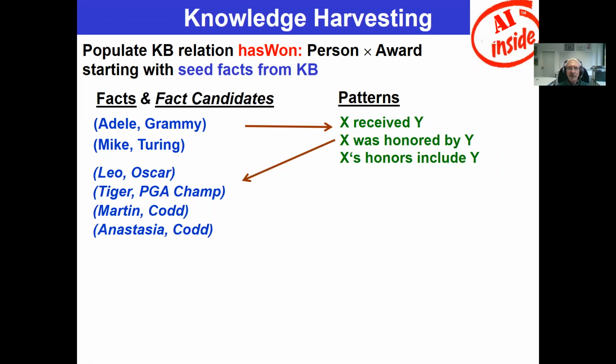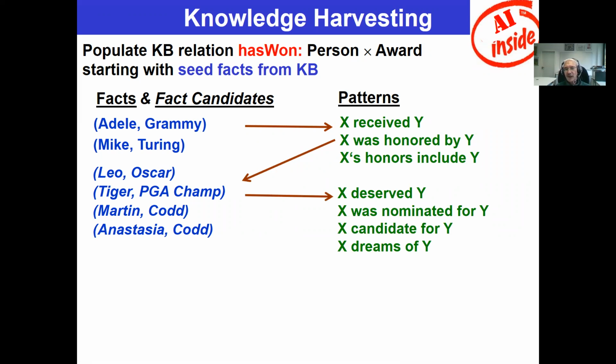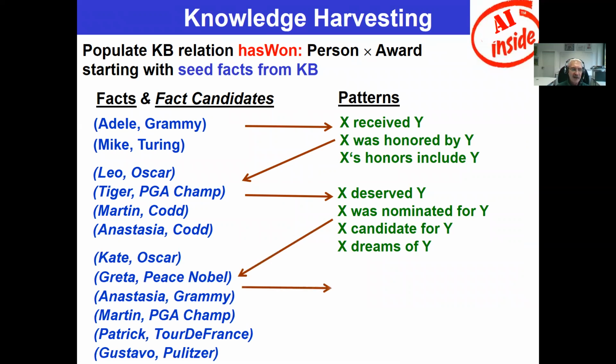Next, we can search with the patterns and then identify entity pairs that are connected by the patterns, getting Leo winning the Oscar, Tiger, the PGA Golf Championship, Martin and Natasha, the Carter Award. I give you only first names on this slide for privacy reasons. We can iterate this further, and now we get these patterns, more patterns. Some are shaky, like extremes of Y, and then we get these fact candidates. Natasha won the Grammy, Martin the golf championship, Patrick the Tour de France, and Gustavo was honored by the Pulitzer Prize.